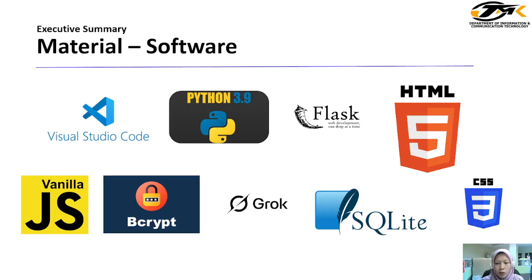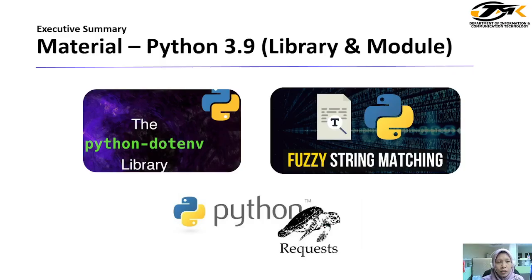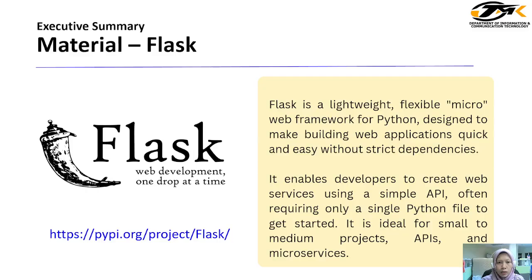Our database is SQLite. Our AI is Groq. Bcrypt is for password encryption, and we use Vanilla JS. For Python 3.9, the libraries and modules that we use are python-dotenv, fuzzy string matching, and Python requests. Okay, let's drill down into this material.